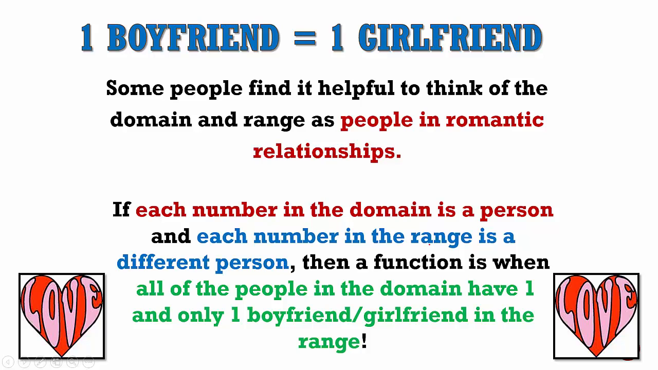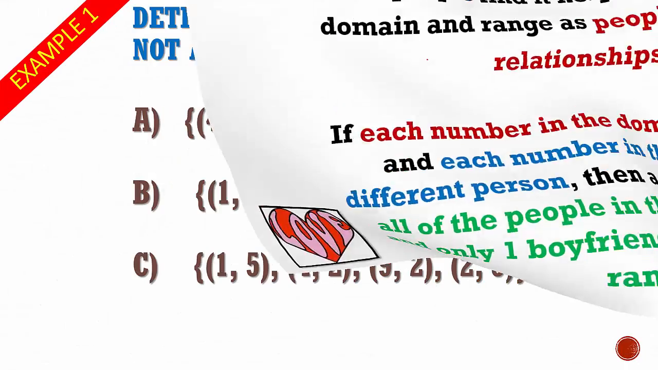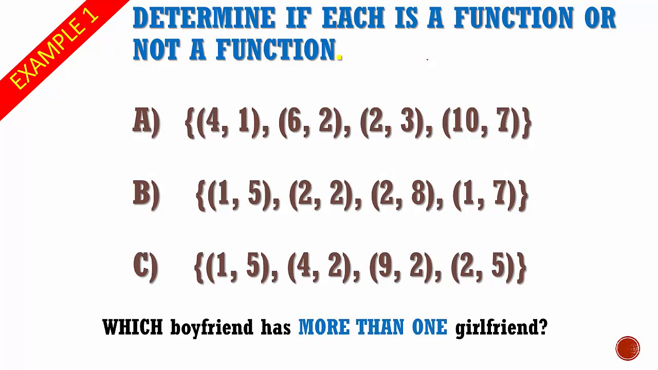So each number in the domain is a person, and each number in the range is a different person. So when all the people in the domain have only one boyfriend or girlfriend in the range. So again, boyfriends, x values, girlfriends, y values. That's one way to think about it. So let's look at the first example.